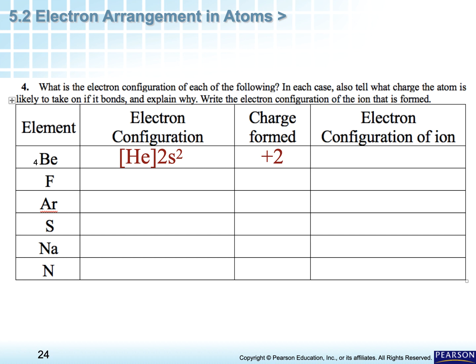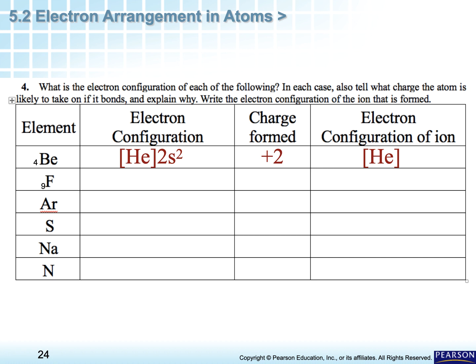Now, beryllium is going to form a +2 because the nearest noble gas to beryllium is helium. Beryllium's 4, helium is 2. So what's going to happen is it's going to form a +2 ion. So which 2 is it going to lose? It's going to lose that 2s2. So all you're left with is helium.